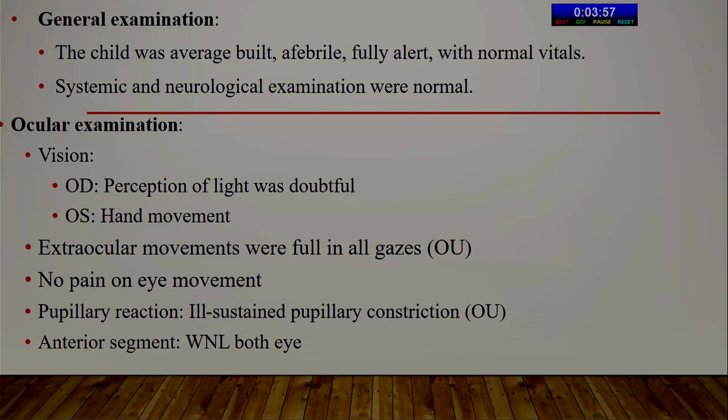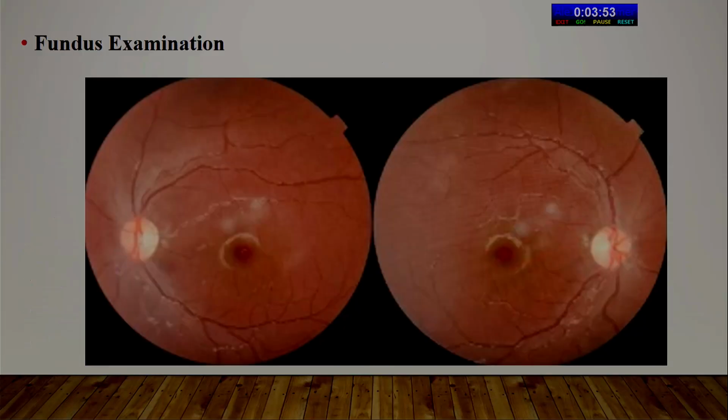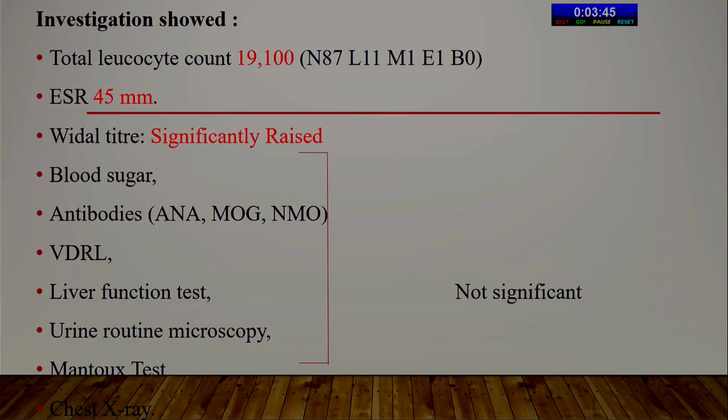Pupillary reaction was ill-sustained pupillary constriction in both eyes. The anterior segment in both eyes was within normal limits. This is the fundus examination of both eyes, which is within normal limits. There is no disc pallor seen. Now the investigations. The total leukocyte count was found to be 19,100. The ESR was 45 mm, which was raised. The Widal titer was significantly raised. Blood sugar, antibodies like ANA, MOG and NMO, VDRL, liver function test, urine routine microscopy, Mantoux test, and chest X-ray were not significant. They were within normal limits.